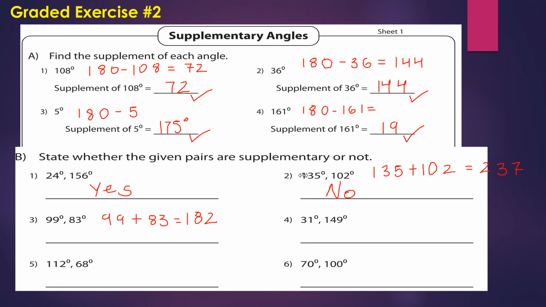Okay, so you're lost. How could you be lost on something so simple? Remember, for supplementary, were you here on Thursday? No, sir. Oh, that's why. The idea is that supplementary angles add up to 180 degrees. For this one, 24 and 156 add up to 180 degrees. That's why it is supplementary. However, 99 and 83 add up to 182, so it's too high.